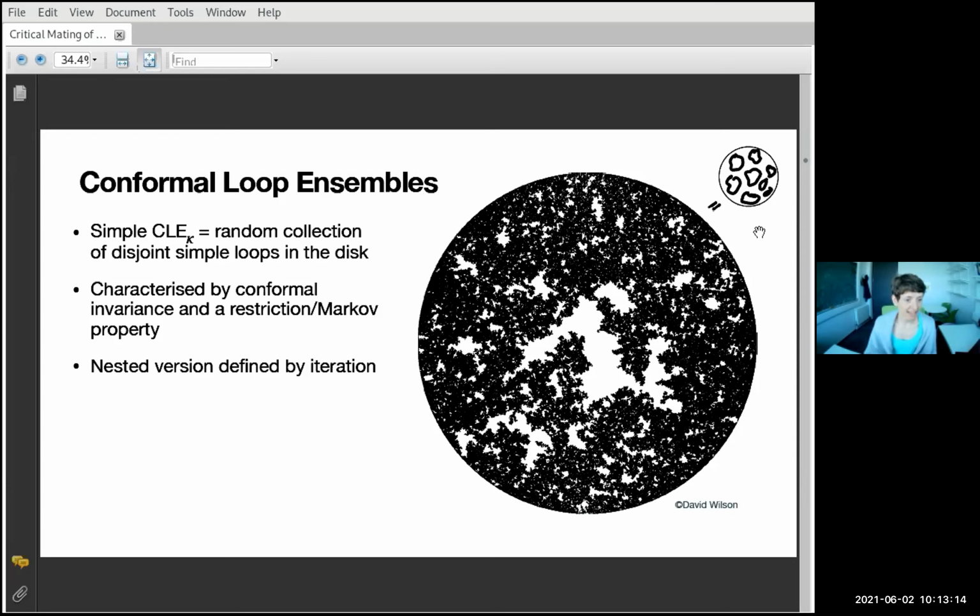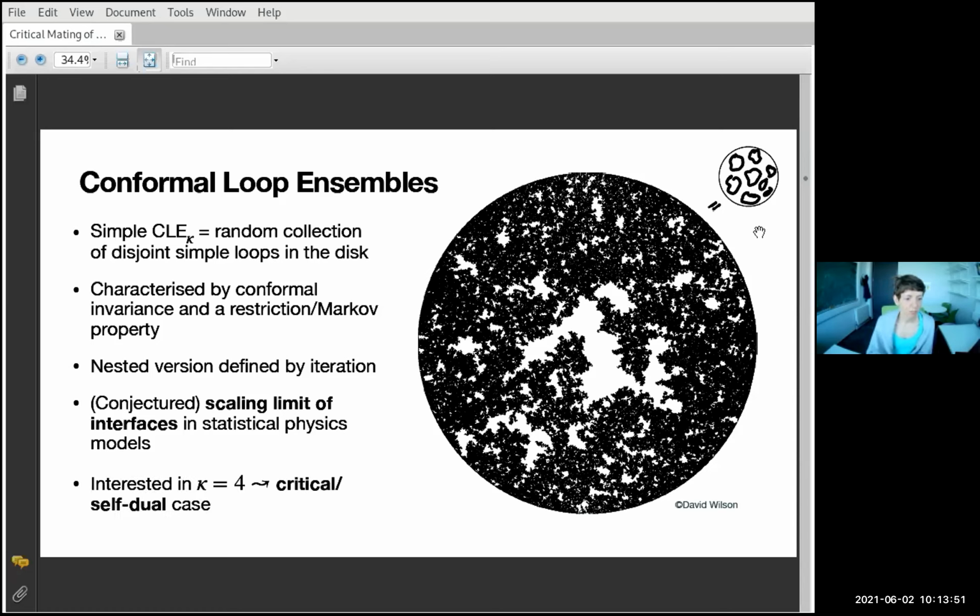Right, so that's what CLE is. And another reason why it's important, which is very closely tied to the fact that it's characterized by these two properties, is that it's a conjectured and in some cases proved scaling limit of interfaces in critical statistical physics models. So for example, if you take an Ising model on some lattice approximation to the disk and you have the right boundary conditions, then the interfaces between positive and negative spins in the model are known to converge to CLE3. Right, and in this talk, I'll be interested in one particular value of kappa, which is the value kappa equals 4.